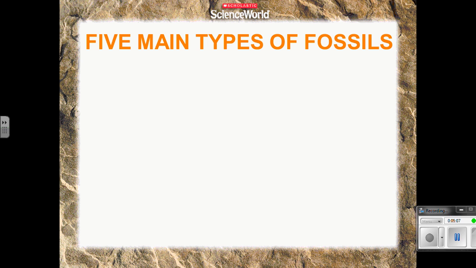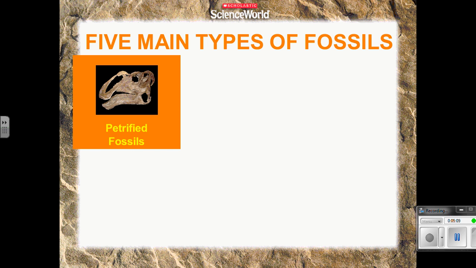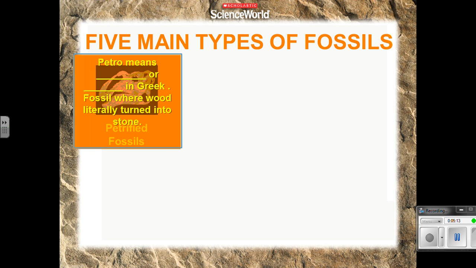There are five main types of fossils. Notice I said main. One is petrified fossils. Petrified fossils are the fossils where the wood literally turns into stone. Now, petro was one of our Greek words from the past, I apologize. Petro actually means, you should be able to figure that out from your words, rock or stone, because this is an actual fossil where the wood literally turns into stone.